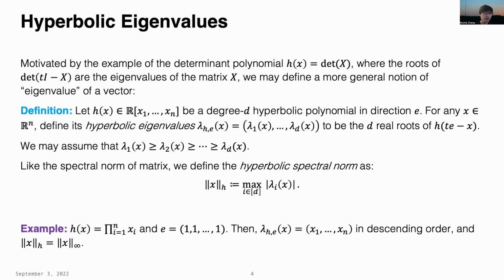And similar to the spectral norm of a matrix, we define the hyperbolic spectral norm as the largest magnitude of the hyperbolic eigenvalues of x. For example, when h(x) is the product of x1 to xn, and we set e to be the all-ones vector, then the hyperbolic eigenvalues of a vector x are just x1 to xn in descending order, and its hyperbolic spectral norm is the infinity norm of the vector x.